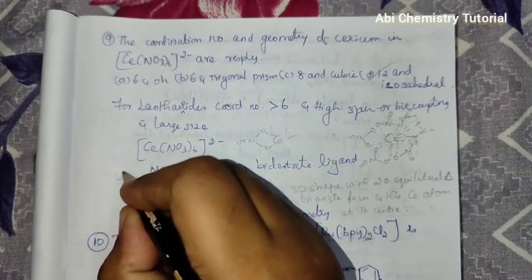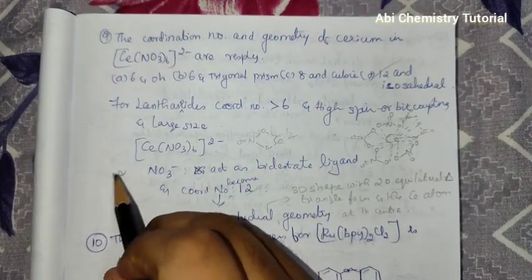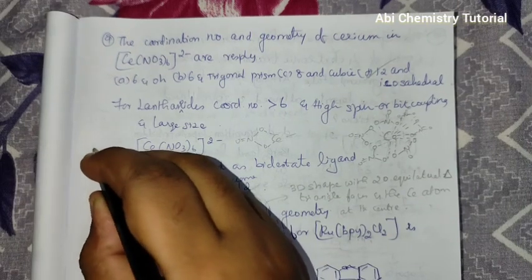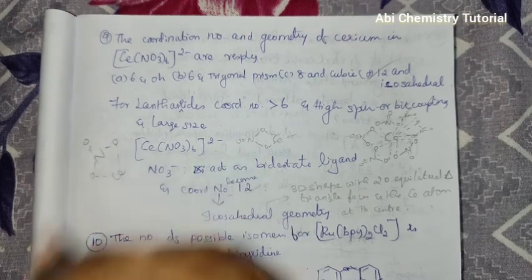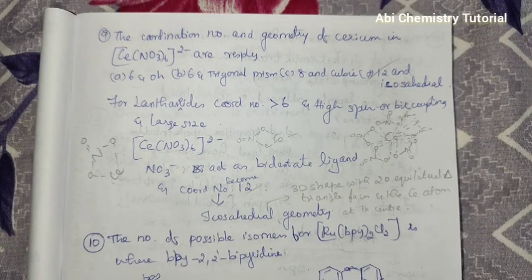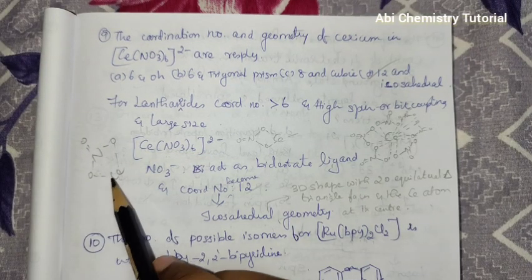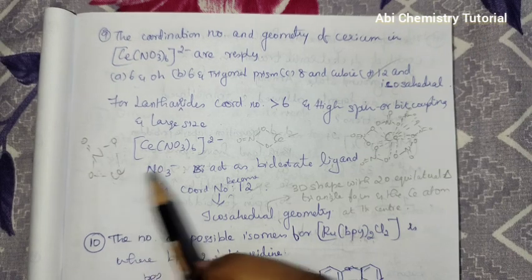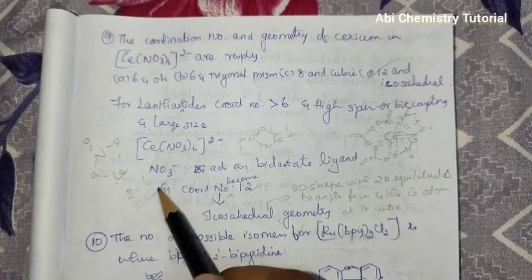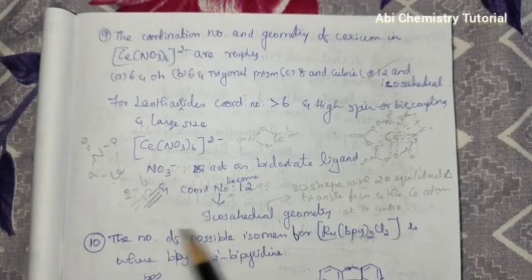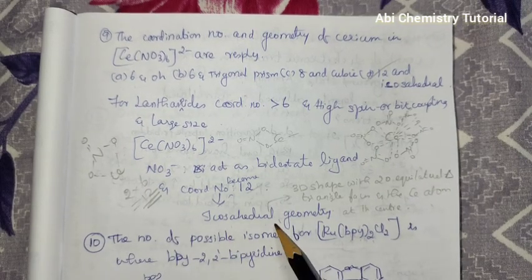So each NO3 group is bonded to cerium like this: N double bond O, O, O, and both the oxygen atoms are linked to cerium. So each NO3 group behaves like a bidentate ligand. So bidentate, 2 into 6 ligands. The coordination number becomes 12 and the geometry is icosahedral geometry.